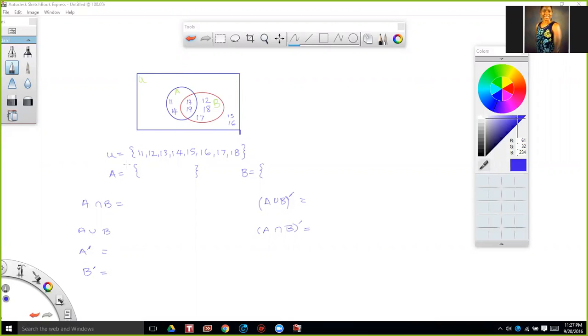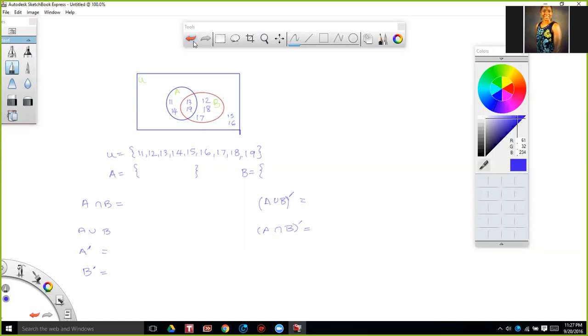Now note the elements in the universal set: 11, 12, 13, 14, 15, 16, 17, 18, and 19. So let's put 19 in there. All right, so we cover everybody. So we have everybody in the universal set.